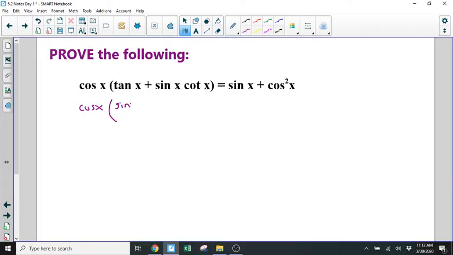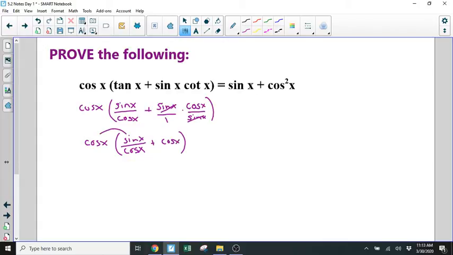So I'm going to rewrite tangent of x as sine over cosine. Rewrite cotangent of x as cosine over sine. And I can already see as I look at that our multiplication, which is what would happen first, my sine of x and sine of x in the numerator and denominator would cancel. So my first step was to simplify that last term into just a cosine of x.